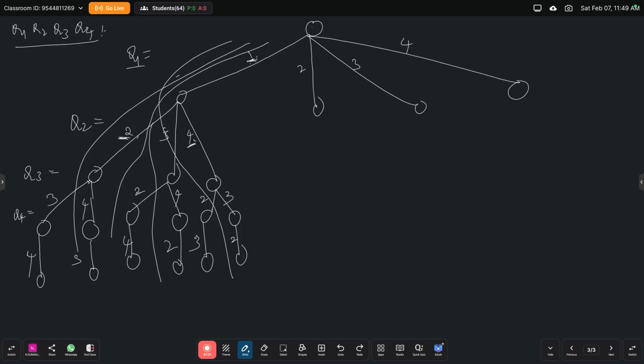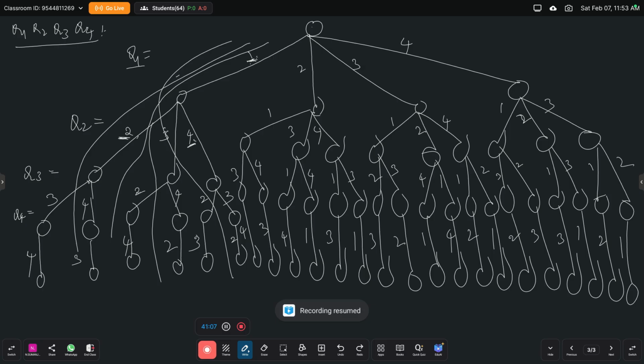Remaining you complete it. So this is our complete state space tree for n queens.